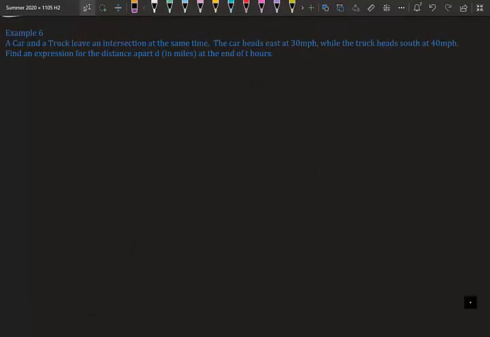All right, example 6. A car and a truck leave an intersection at the same time. The car heads east at 30 miles per hour, while the truck heads south at 40 miles per hour. Find an expression for the distance apart d in miles at the end of t hours. So find an expression, that just means like come up with a formula, come up with an equation.